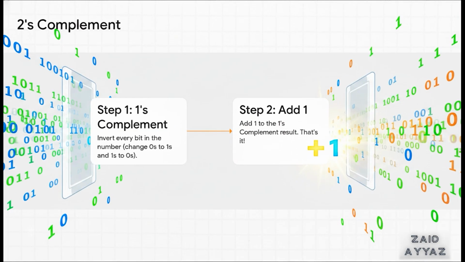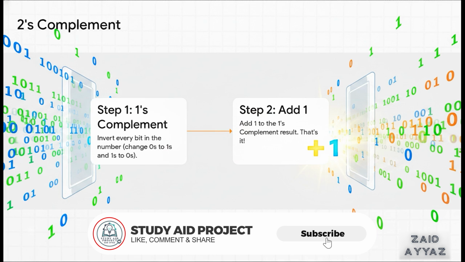So, how do we pull off this trick? It's a really simple 2-step recipe. First, you find what's called the 1's complement. All you do is take your number and flip every single bit. Every 0 becomes a 1, every 1 becomes a 0. Got it? Okay, step 2, just add 1 to that result. That's it. Seriously, you're done. That new number is the 2's complement.